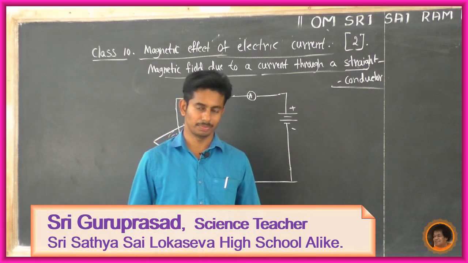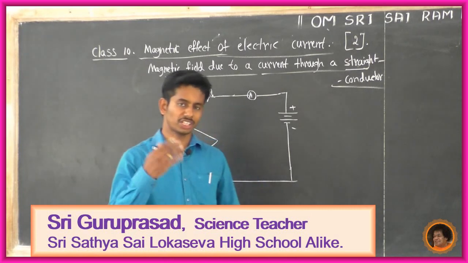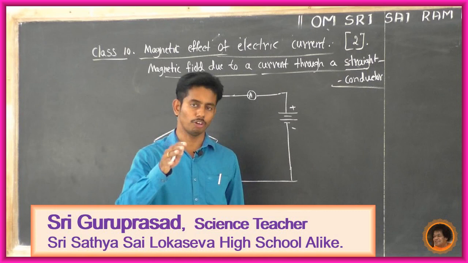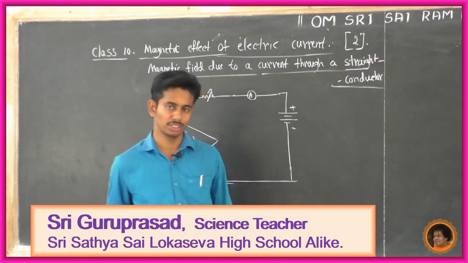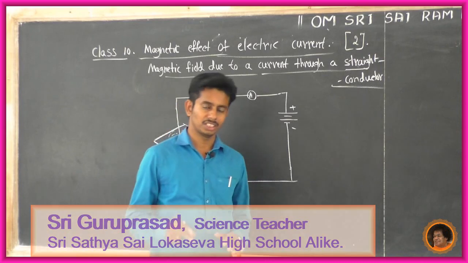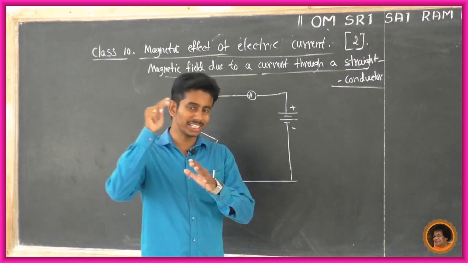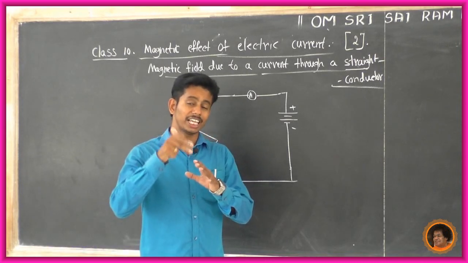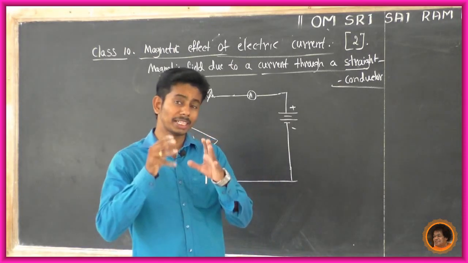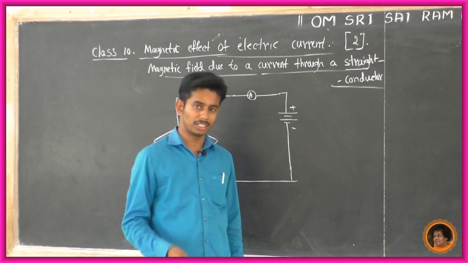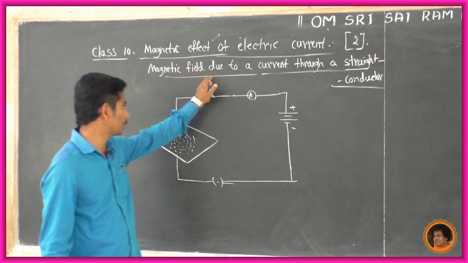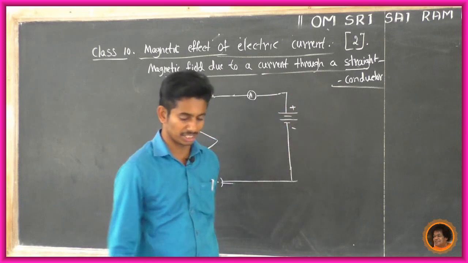Om Shri Sai Ram. In the previous class we studied magnetic field and the properties of magnetic field lines. If current passes through a straight conductor, it produces a magnetic field. What is the pattern of that magnetic field? Let's see: magnetic field due to a current through a straight conductor.